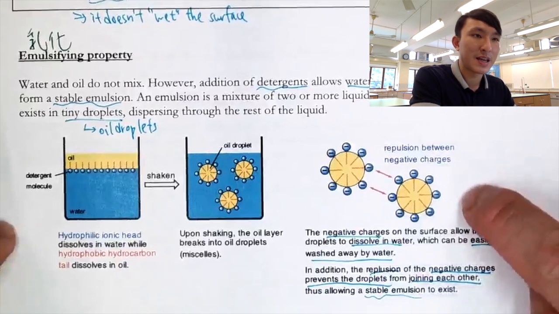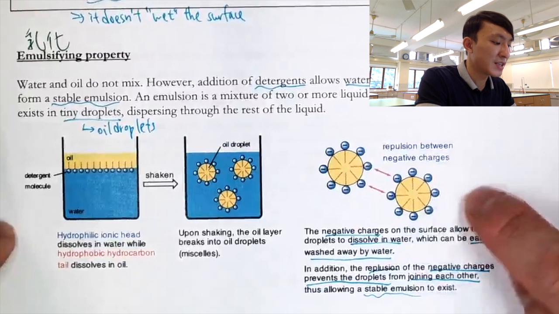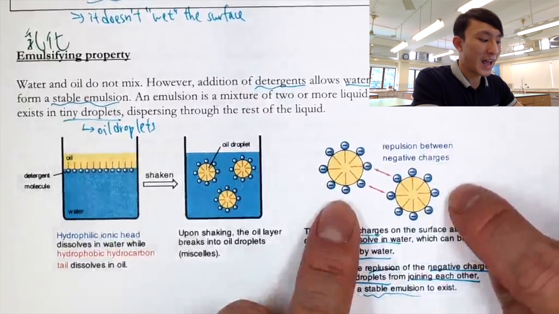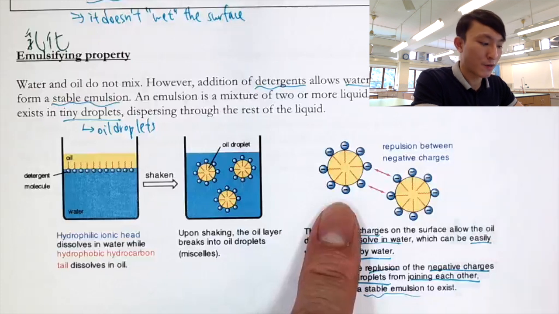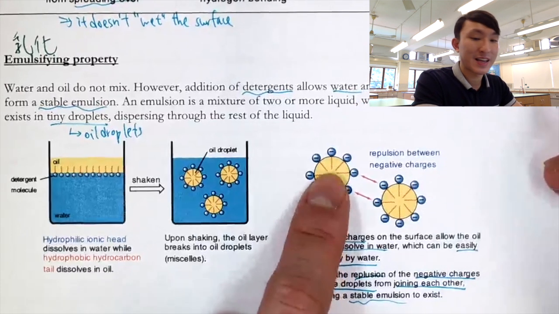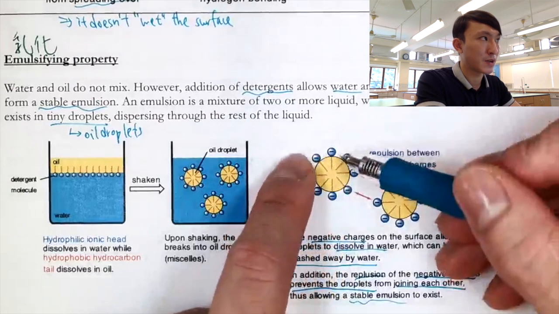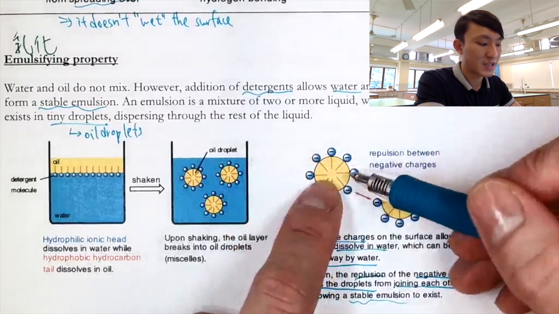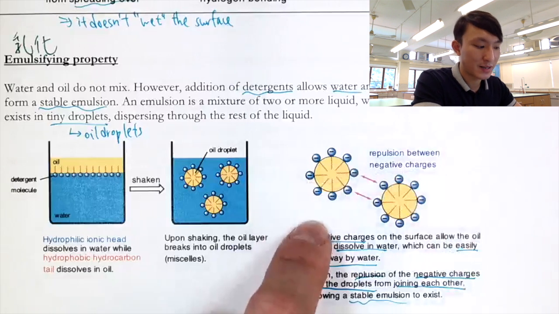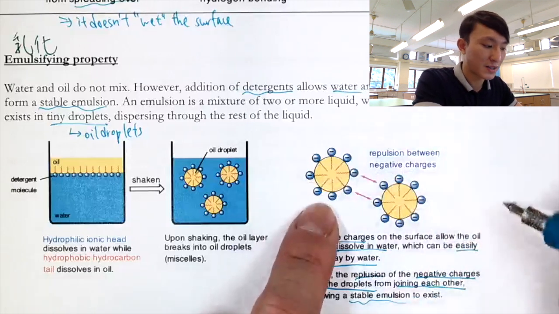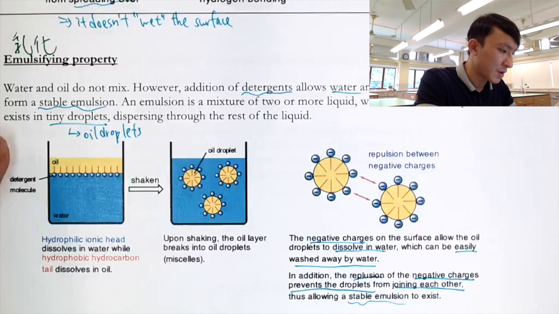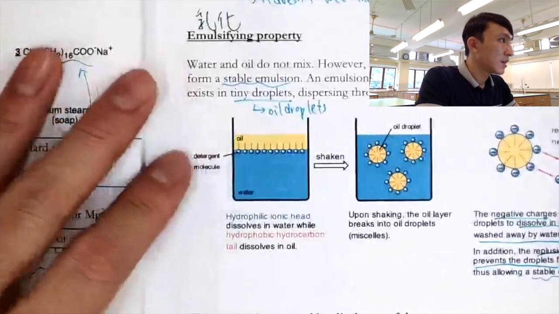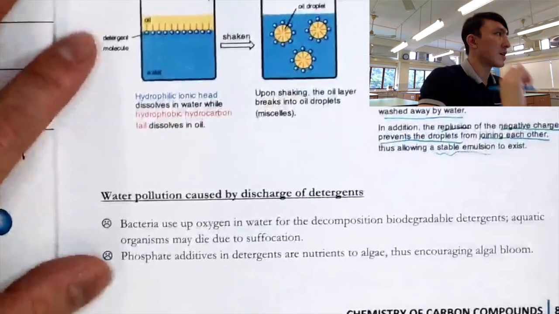So probably the test or exam may ask you to illustrate the oil droplet and how the detergent arranges itself. So make sure you know the hydrophilic head, the ionic head, must be on the outside, and the hydrophobic tail must be inside the oil droplet. Okay, and you must also label the parts. And what else do you have to know? Okay, nothing at all.